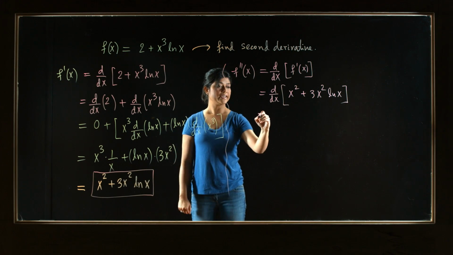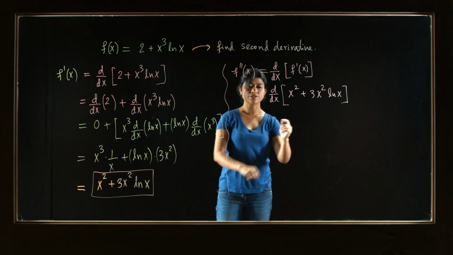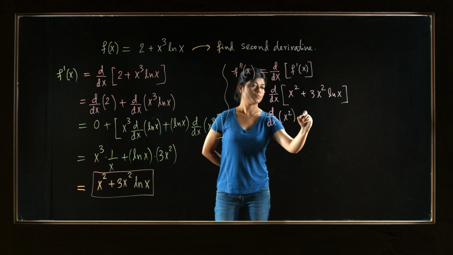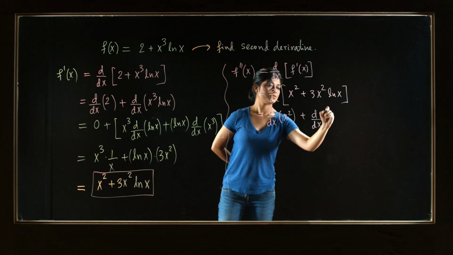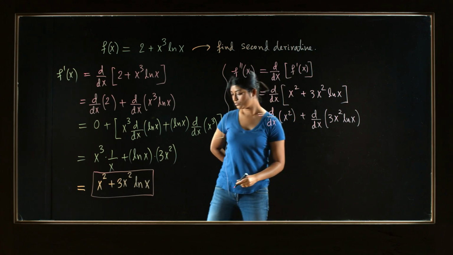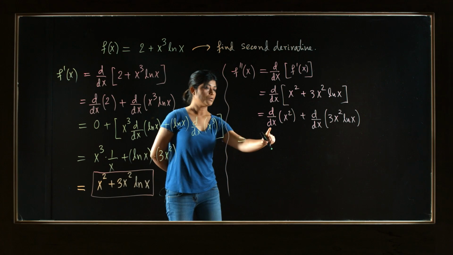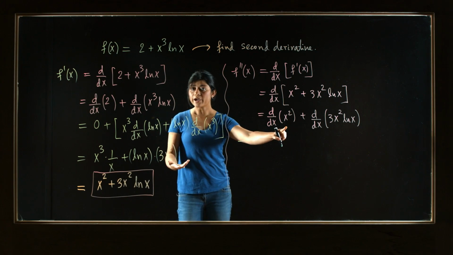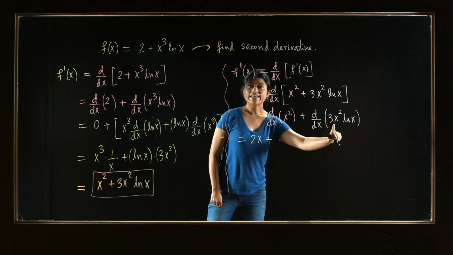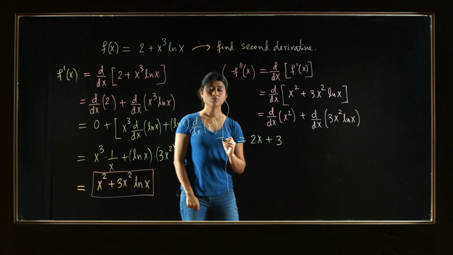Okay, we do the same thing again. This is a sum of two functions, so we can split it into two separate derivatives. So first we have the derivative of x squared plus the derivative of 3x squared natural log of x. Now, d dx of x squared, you can just use the power rule. This is 2x. Then for the second expression, 3 is a constant. You can just pull it out.